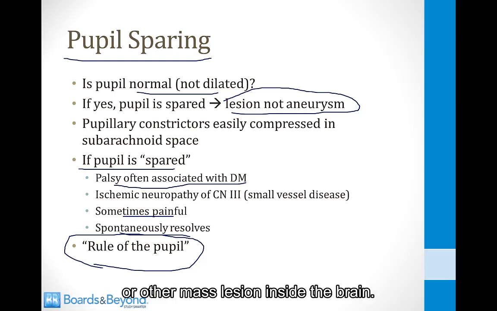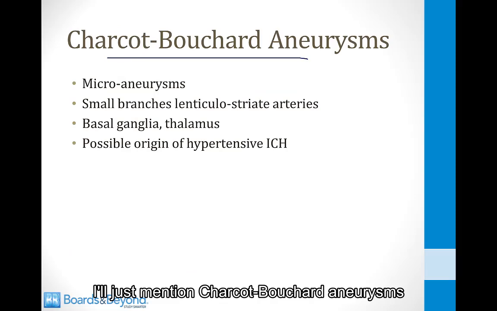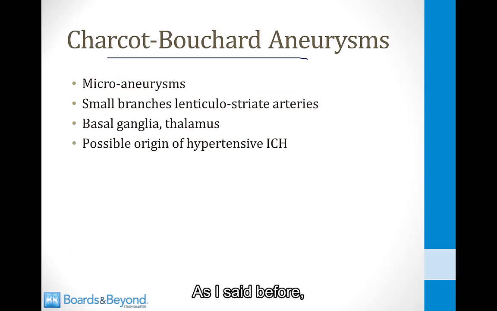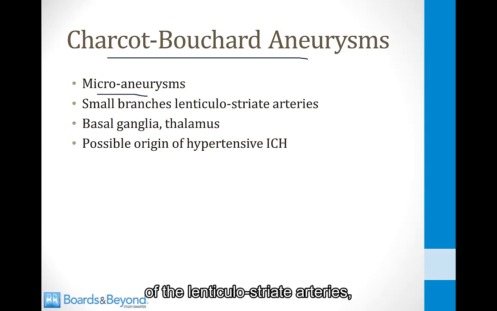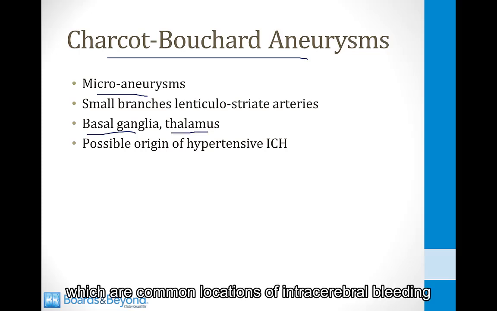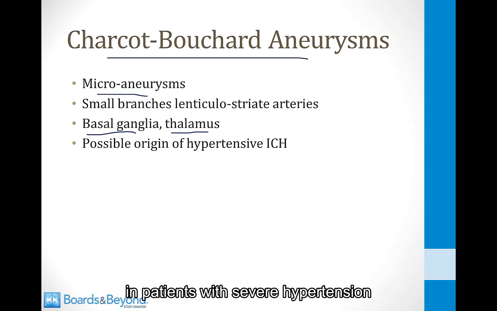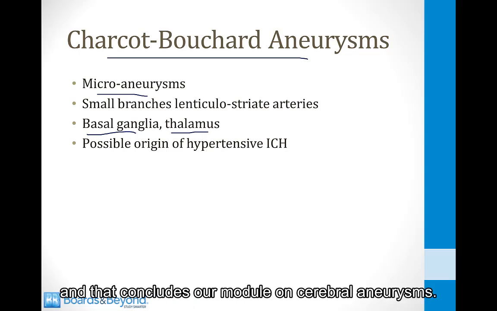lesion inside the brain. For the last slide here, I'll just mention Charcot-Bouchard aneurysms in a little more detail. As I said before, they are microaneurysms of small branches of the lenticulostriate arteries, which come off the middle cerebral artery. They rupture and cause bleeding into the basal ganglia and thalamus, which are common locations of intracerebral bleeding in patients with severe hypertension. Rupture of these microaneurysms is believed to be the origin of hypertensive intracerebral hemorrhage. And that concludes our module on cerebral aneurysms.